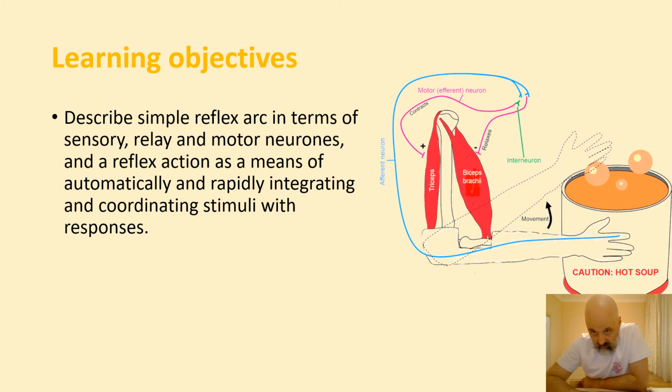This person has stupidly put their hand on a very, very hot cup of soup. It has stimulated the pain receptors, maybe thermoreceptors as well, but certainly pain receptors. It sends an electrical signal along the axon of the sensory neuron up into the spinal cord. There's a relay neuron. Unfortunately, they called it an interneuron just here. When it comes to biology, you have more than one name for the same thing. An interneuron is exactly the same thing as a relay neuron.